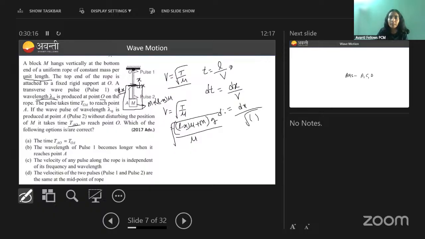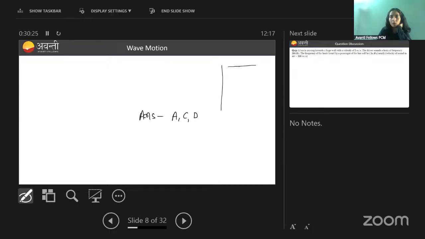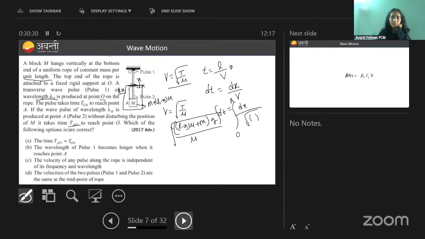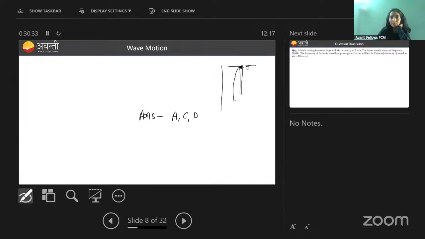And then you will calculate the total time it is taking. x will vary from 0 to L. When the pulse is at point O, tension is maximum, because maximum mass is hanging below it. Here tension is maximum. As it comes down, tension will decrease, decrease, decrease. Here the tension is minimum, and here the tension will be equal to Mg. Okay? This is going to be the case.